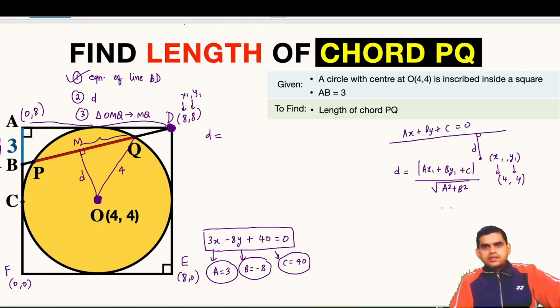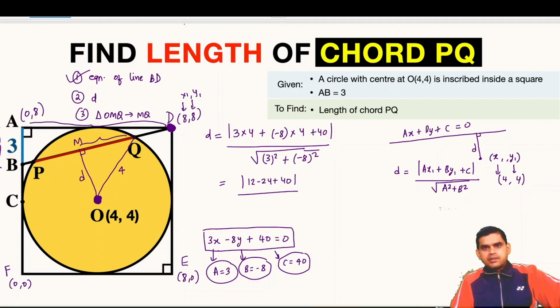So D will be equal to modulus of A, that is 3, times x1, x1 is 4, plus B is negative 8 times y1, y1 is also 4, plus 40, divided by square root of A square, that means 3 square, plus B square, negative 8 square. This will be modulus of 12 minus 24 plus 40 divided by square root of 9 plus 64.